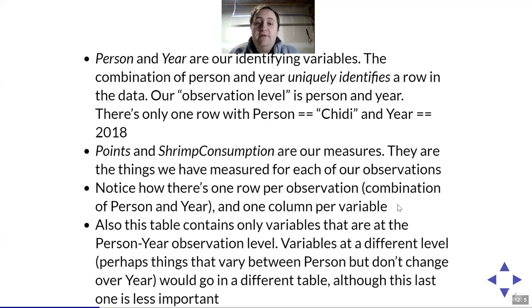So we have person and year as our identifying variables in this data. They uniquely identify a row in the data. And whatever combination of identifying variables uniquely identifies a row is what we would call our observation level. So that data set, because we needed both person and year to uniquely identify a row, would be at the person-year level, right? Each row is a person-year combination. There is not a second row with the same person-year combination, making that our observation level. And if we had variables that were at a different level, maybe things that were constant within person but did not vary across years, then we'd want those to go in a different table, because then we'd have a separate table for our different observation levels.